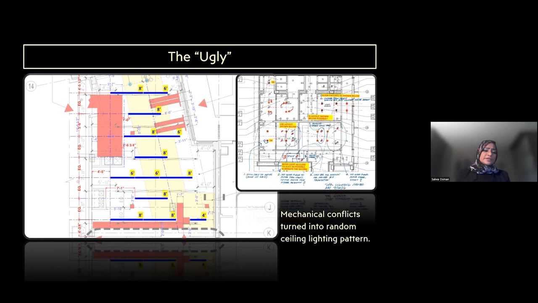This was a fitness room. And in the end, we tweaked this irregular layout a little bit and it became kind of random looking stripes of light, which actually worked. So that was solved. And this is another area of the project where not a single light fixture location stayed put. These are little recessed downlights, and every single one of them had to move because of conflicts in the ceiling.